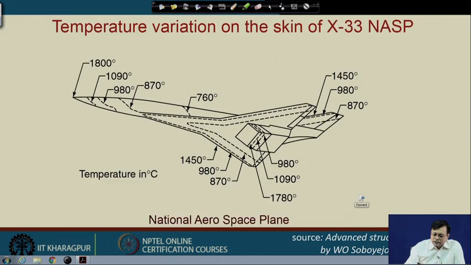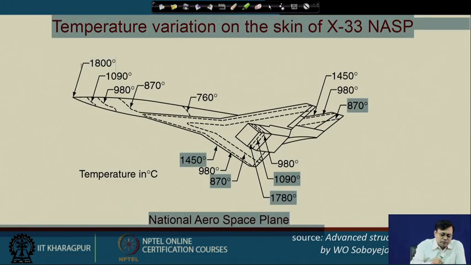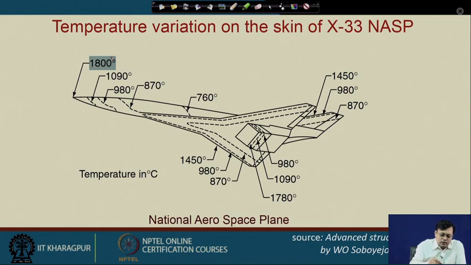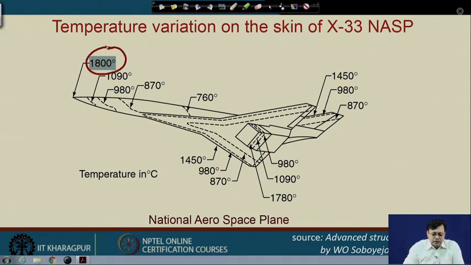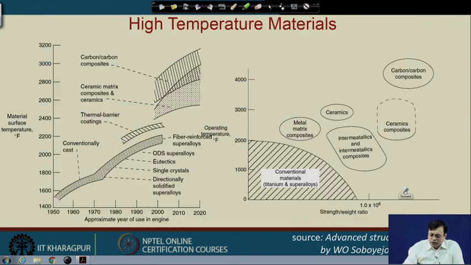the high temperature alloys are also developed because of such kind of demand, and you can have a look that the temperature here is something like 1800 at the nose of a space plane, national aerospace plane, like 1780 degree centigrade temperature and 1450 degree centigrade temperature, and we need to develop these alloys, and therefore people need to develop the high temperature alloys. So, here I show you some examples with the material surface temperature with the approximate year of the use in aero engines.